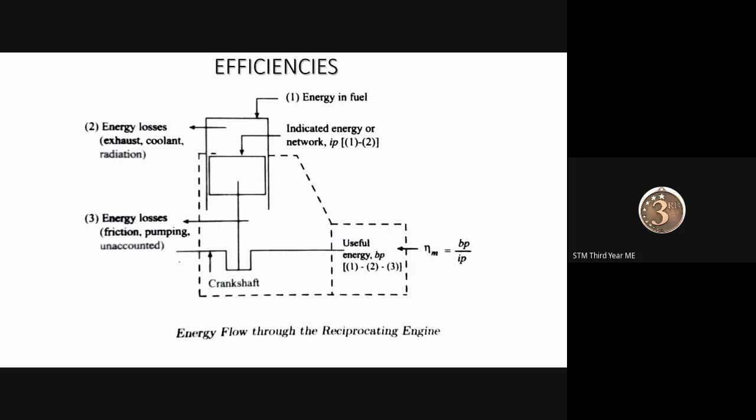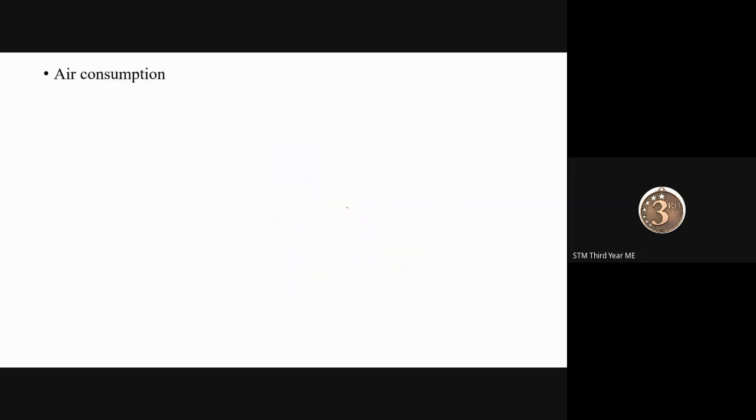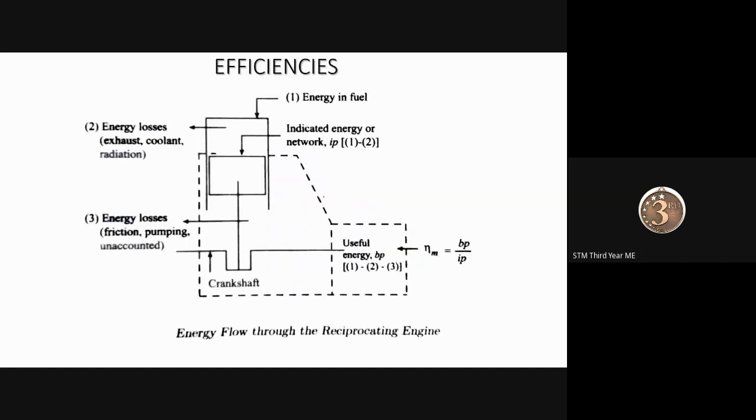In the last class we explained the relations among the total energy, indicated power, and brake power. Hope you remember these things. Here we are demonstrating the same with a diagram. This diagram shows the energy flow.